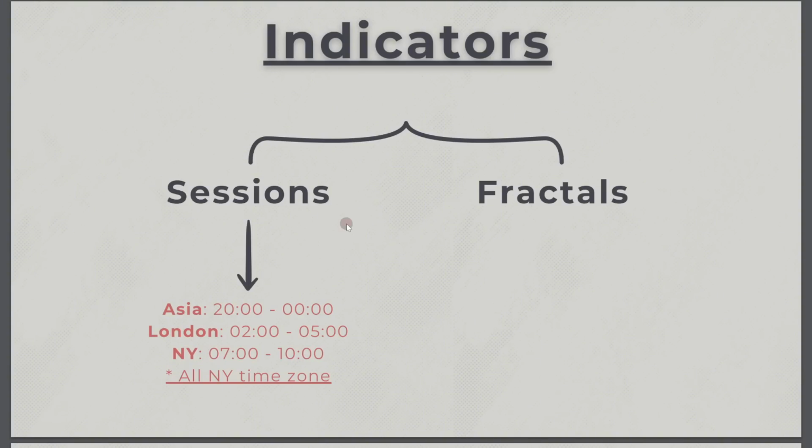So what I need is a sessions indicator. It's going to highlight the time that I trade. The session timings are: Asia, we have 20 to midnight. London is 2 to 5 and New York is 7 to 10. All those times are in New York time zone.